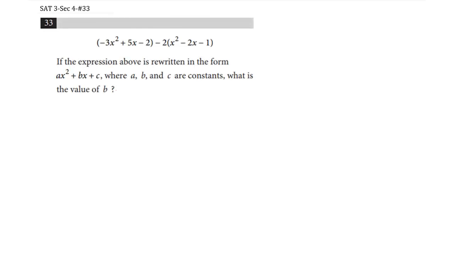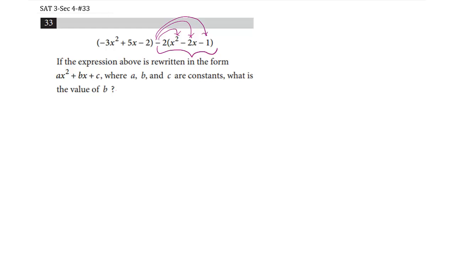If the expression above is rewritten in the form ax squared plus bx plus c, where a, b, and c are constants, what is the value of b? This is another example of simplifying expressions, and all you would need to do is open up the second parenthesis, and we do that using the distributive property. And all that means is you're going to be taking this negative 2 on the outside and distributing it into each of the terms in here.